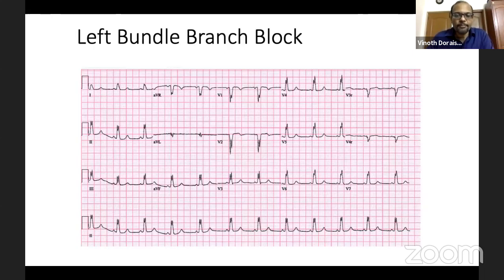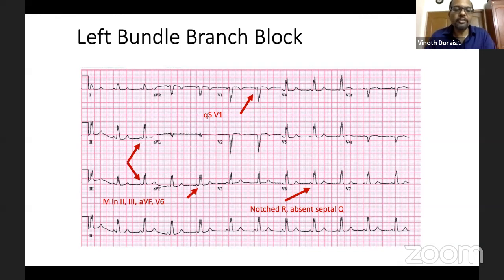So here we have an example. You can see the deep QS pattern in V1, and you can see the notched R wave and absent septal Q waves in the lateral leads V6, and also they will be present in the inferior leads because the left ventricle is also inferior to the right ventricle. Okay, so they have the M pattern even in the inferior leads like 2, 3, aVF and also in V6. So this is the left bundle branch block. Of course, the QRS duration is prolonged, more than 120 milliseconds.